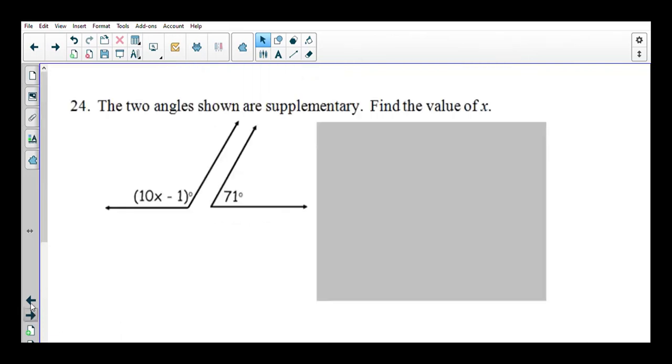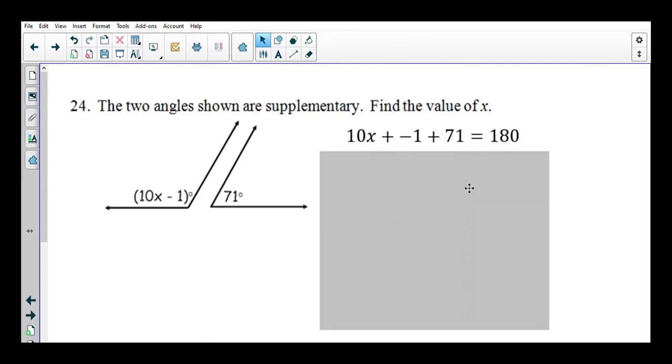All right, we've got one more on this page, number 24. The two angles shown are supplementary, which means they add to 180 degrees. Find the value of x. So what I'm going to do, since I know that they add to 180 degrees, is I'm going to write 10x minus 1. Notice how I added the opposite and wrote 10x minus 1 as 10x plus negative 1. I'm going to highlight that because that's so important. Plus the 71 has to equal 180 degrees.